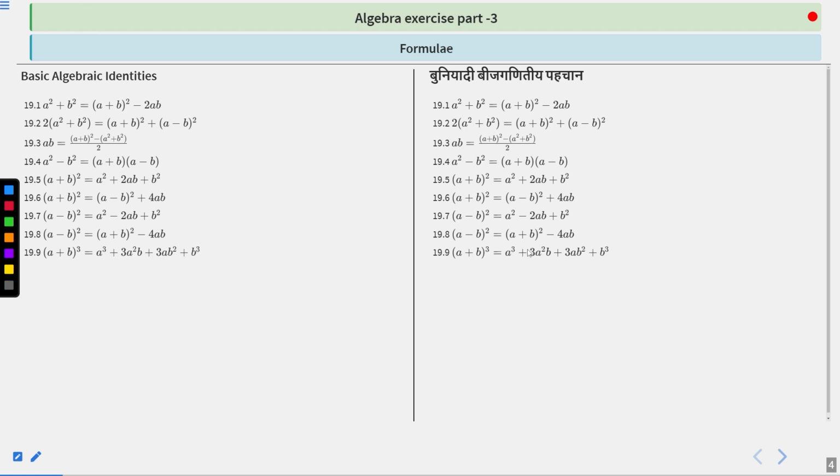(a plus b) whole cube equal to a cube plus 3a square b plus 3ab square plus b cube. Then (a minus b) whole cube equal to a cube minus 3a square b plus 3ab square minus b cube. These are the formulas which we are going to use while solving the questions.